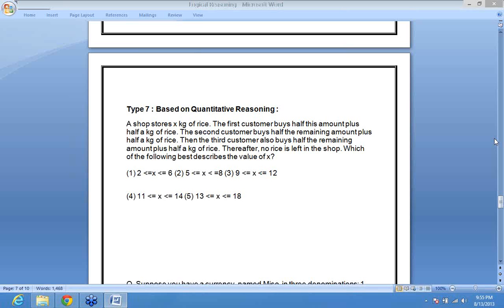Kostav says great class. Thank you, Kostav. Yeah, we'll have a module on XAT. Right now we have had a module on SNAP. We will have modules on XAT, IIFT, and MAT, all these four. Yeah, Vivek, in JBIMS around 80-85% of seats are reserved for Maharashtra.